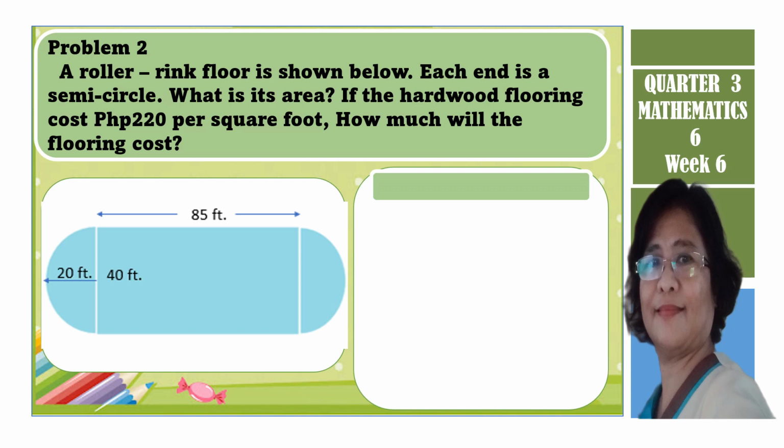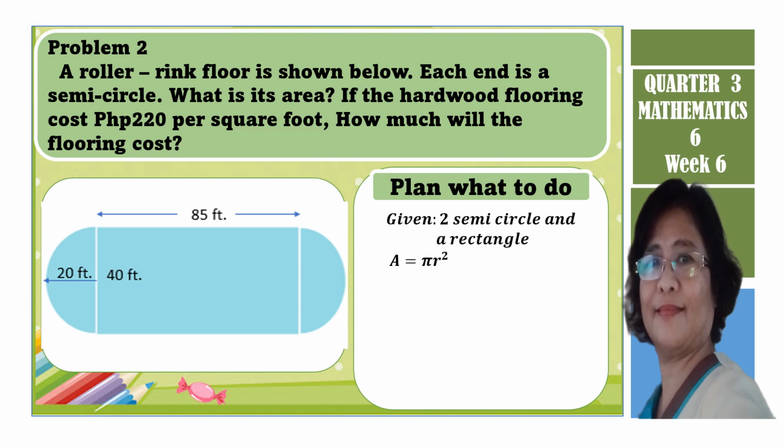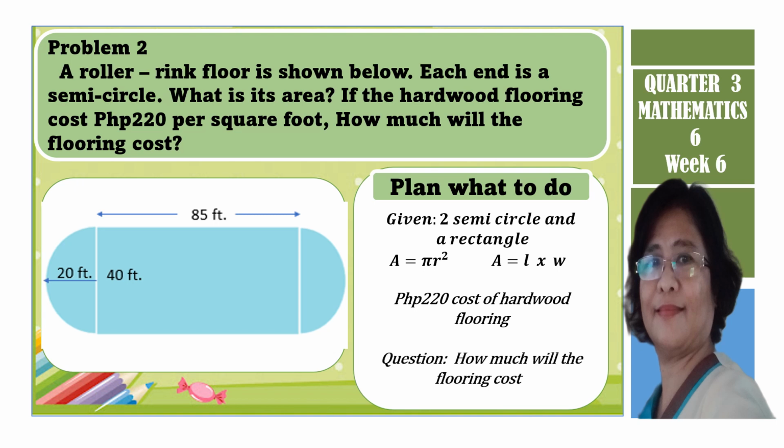So let us now plan what to do. Based on the given figure, we are given two semicircles and a rectangle. Two semicircles combined would be equal to a circle. So we're going to use the formula for a circle and the rectangle, and then we're going to use the price of the hardwood flooring to find how much the flooring costs.